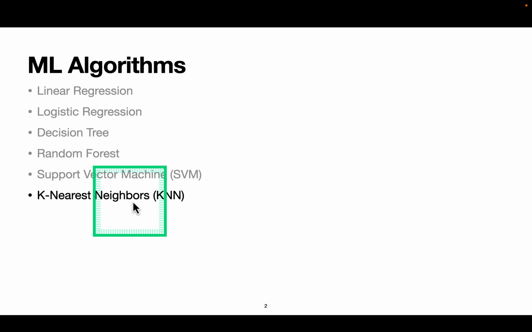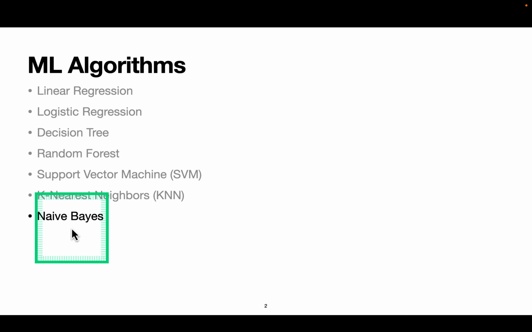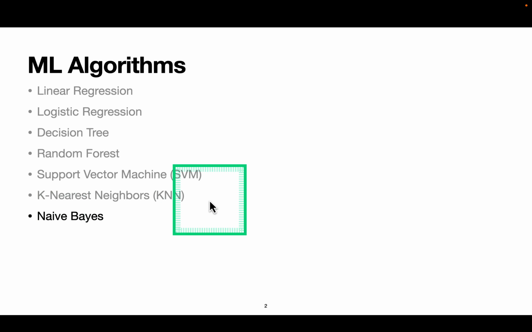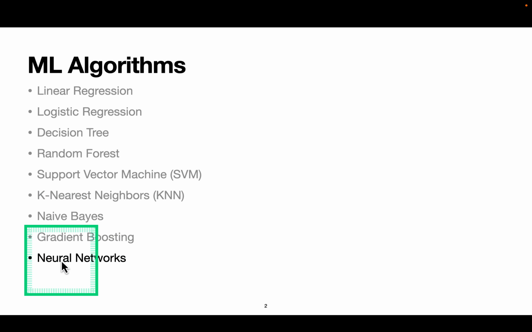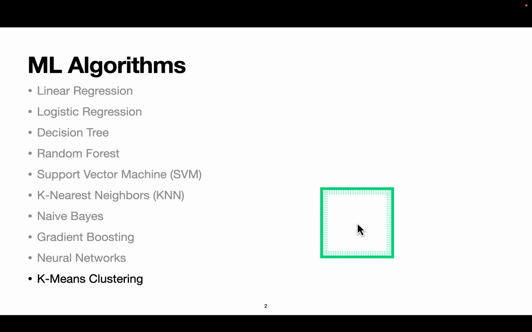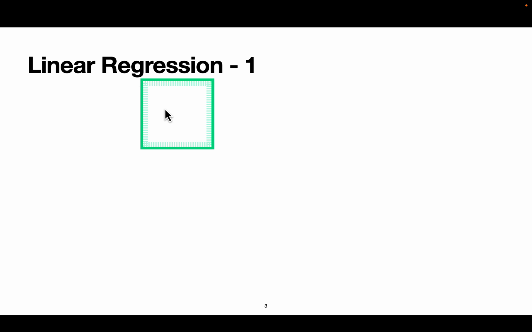and in the next video I will be covering k nearest neighbors, also known as KNN, naive bayes, gradient boosting, neural networks, and k-means clustering. So let's get started with linear regression.